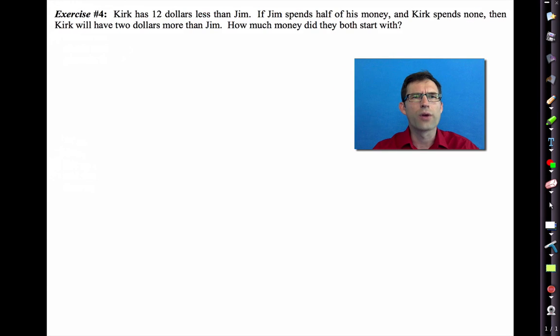Okay, exercise 4. Kirk has $12 less than Jim. If Jim spends half of his money and Kirk spends none, then Kirk will have $2 more than Jim. How much money did they both start with? Wow. Okay, well again, let's do a little guess and check over here, and then we'll play around with the algebra over here.